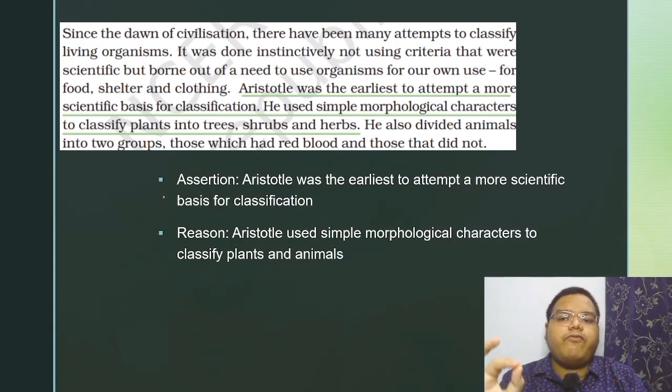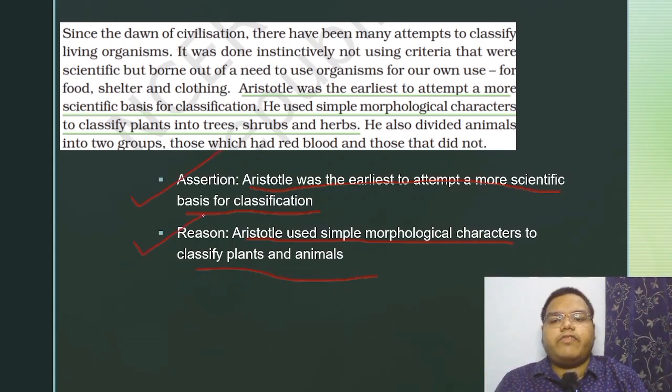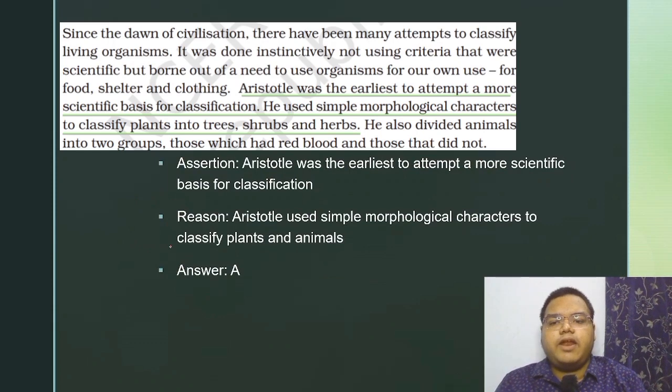Okay, so if the assertion and reason are given like this: assertion, Aristotle was the earliest to attempt a more scientific basis of classification; reason, Aristotle used simple morphological characters to classify plants and animals, then it is the correct explanation of the assertion. So the answer will be option number A.